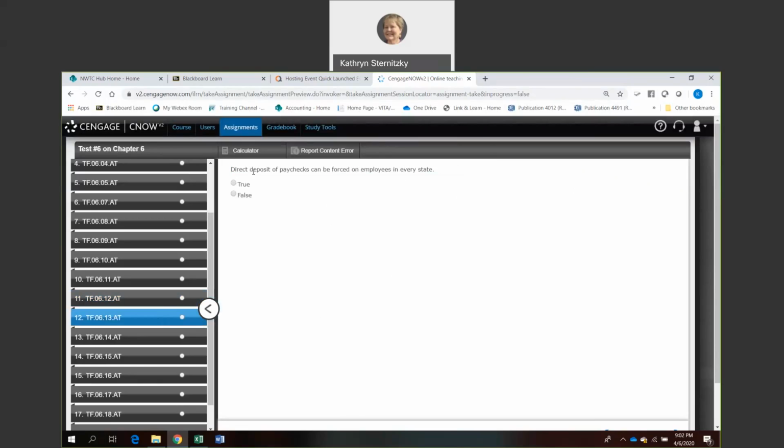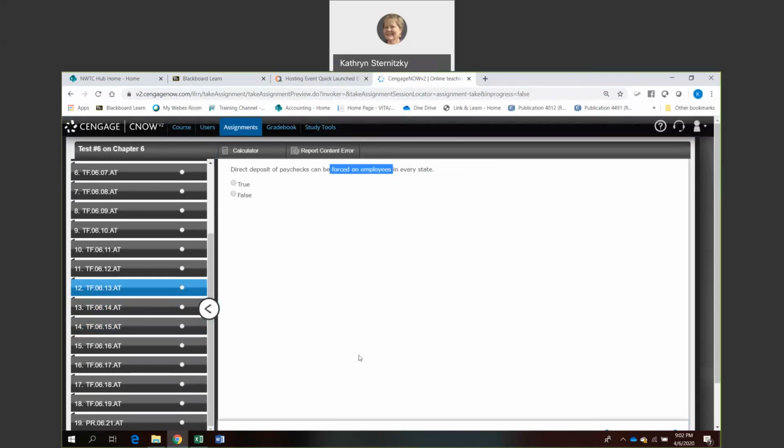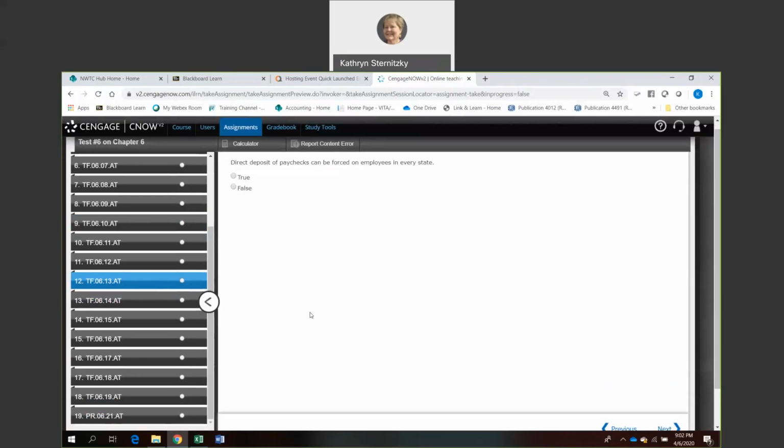Can direct deposit of paychecks be forced on employees in every state? I'm going to give you a hint because we didn't really talk about it that much. We kind of talked about it indirectly. But if this were true, then we wouldn't need those pay cards. So no, this can't be forced on employees, and that's why some employees are paid with those pay cards, which are like direct debit cards.